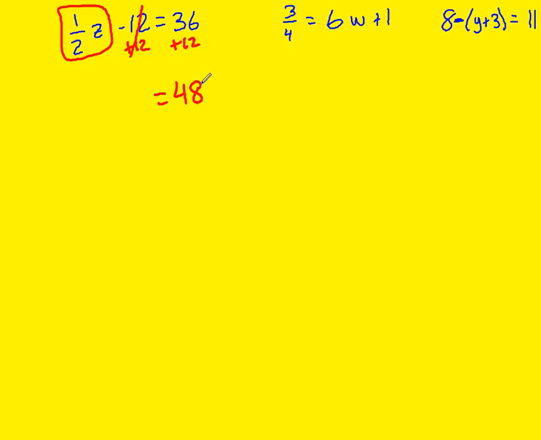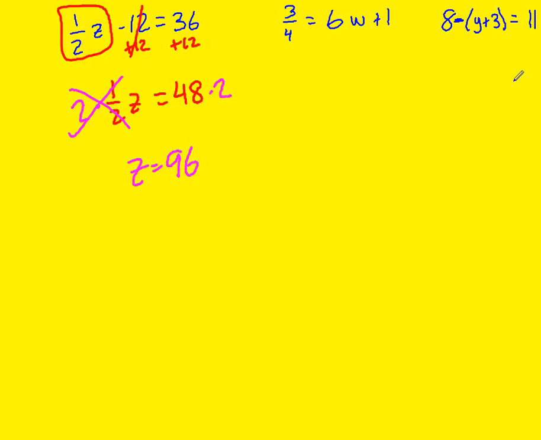So I got 48 on the right-hand side, 1/2 z on the other side. Now, 1/2 z, that's like saying z divided by 2. To undo that, I need to take both sides and multiply by 2, because 2 times 1/2 goes away. Now leaving me with z equals 48 times 2, which is 96.